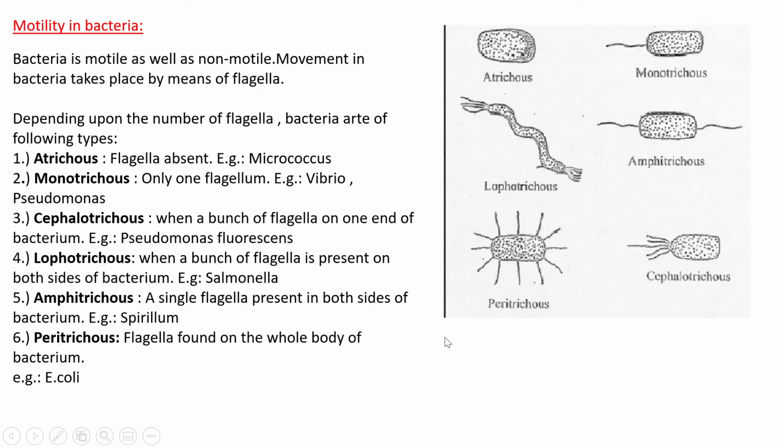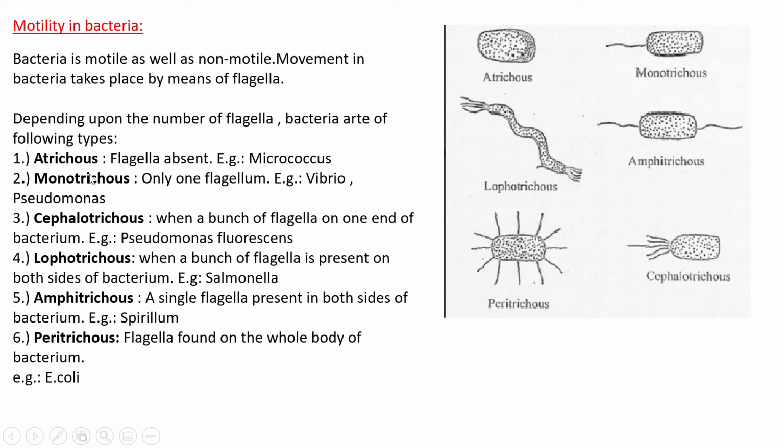Then we will move on to the motility factor in bacteria. Bacteria are motile as well as non-motile. Movement in bacteria takes place by means of flagella. We see all those here. This is flagella, this is flagella. Bacteria move by means of flagella. Depending upon the number of flagella and where they are present, bacteria are of the following types.